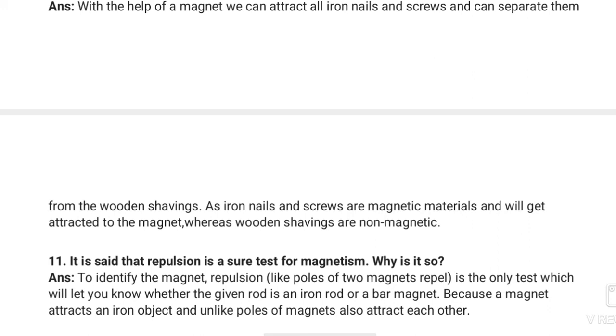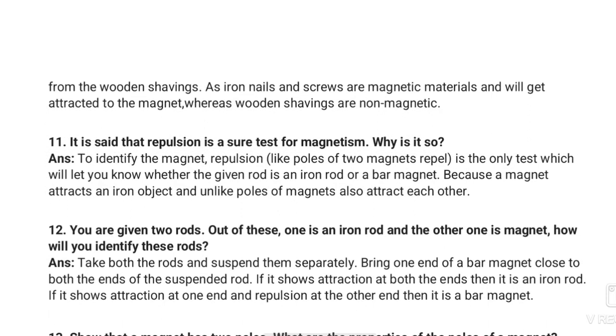Next question: it is said that repulsion is a sure test for magnetism. Why is it so? To identify a magnet, repulsion, that is, like poles of two magnets repel, is the only test which will let you know whether the given rod is an iron rod or a bar magnet, because a magnet attracts an iron object and unlike poles of magnets also attract each other.